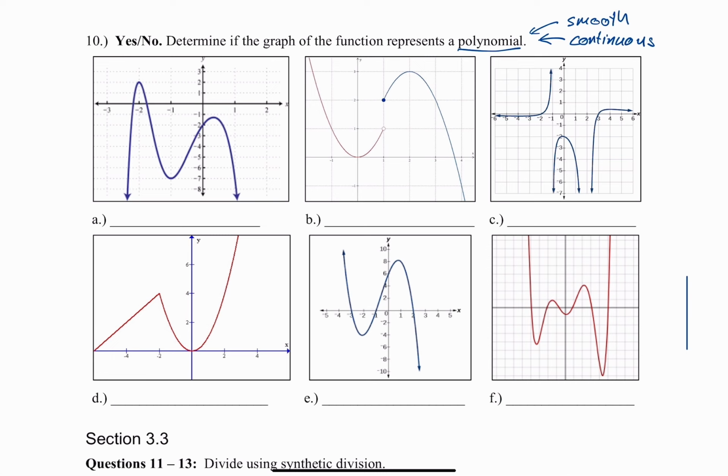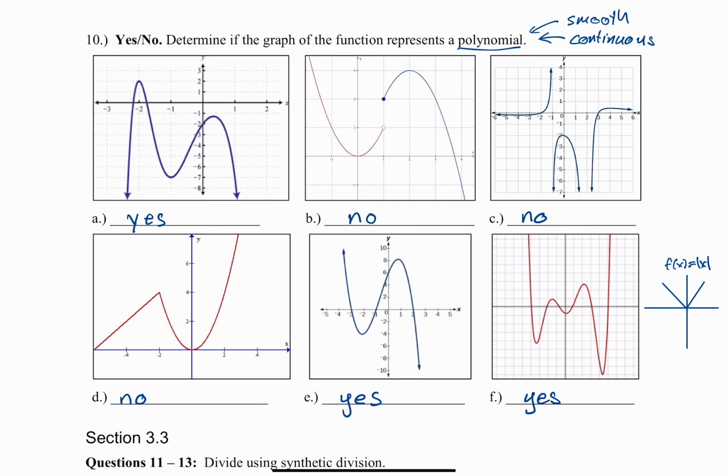if we have a graph of the absolute value function, the absolute value function simply looked like f of x equals the absolute value of x. This is also a no. So this one is a yes, it is smooth and continuous. This one is not continuous, nor is C. D is not smooth. E is, F is, and this G right here that I added, the absolute value of x, is not.